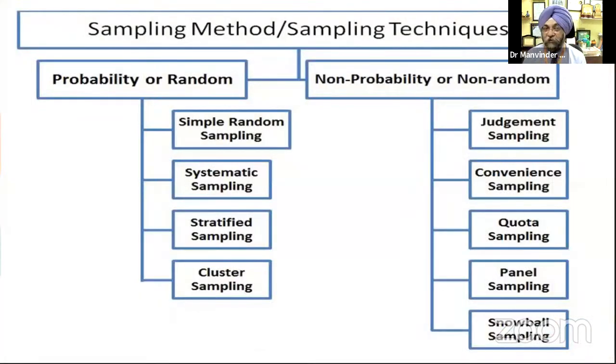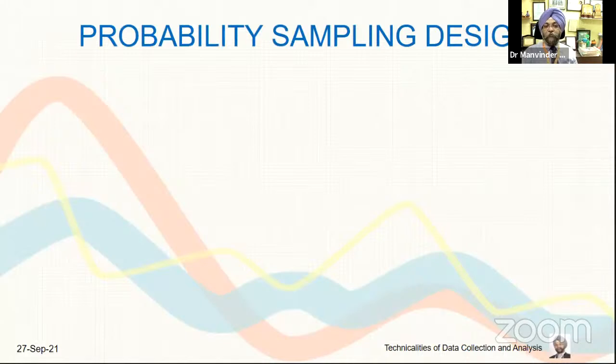So these are the sampling methods or sampling designs. Probability or random sampling designs include simple random sampling, systematic sampling, stratified sampling, and cluster sampling. In non-probability sampling there are judgment, convenience, quota, panel, and snowball sampling. We will study these as we proceed further.